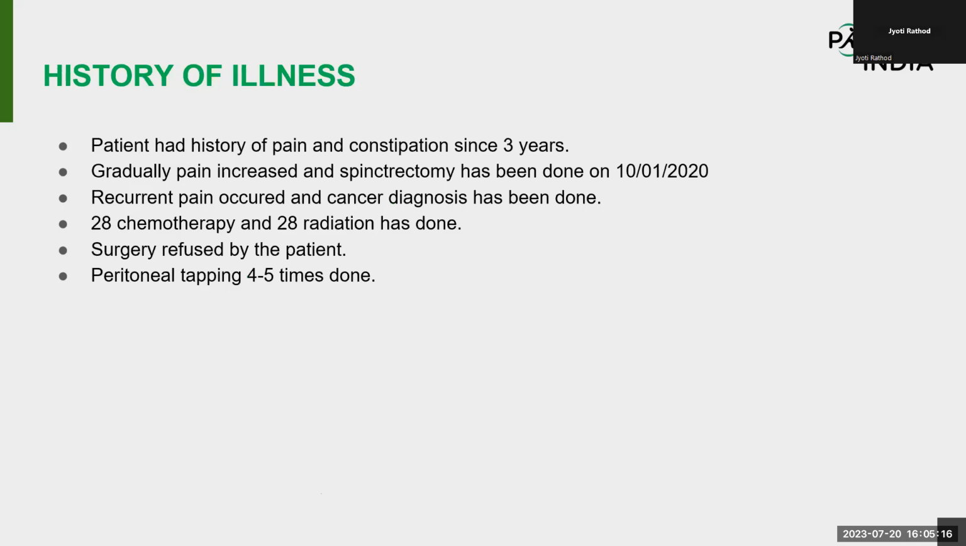History of illness: the patient had a history of pain and constipation for 3 years. Gradually the pain increased, and a sphincterectomy was done on 10/1/2020, as they came to know from a local physician that the patient had piles. Then recurrent pain occurred and cancer was diagnosed. For the cancer, 28 chemotherapy and 28 radiation sessions were done, but after the diagnosis, surgery was refused, and peritoneal tapping was done at least 4 to 5 times.